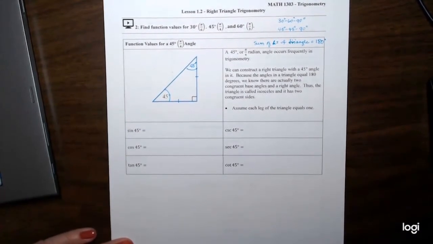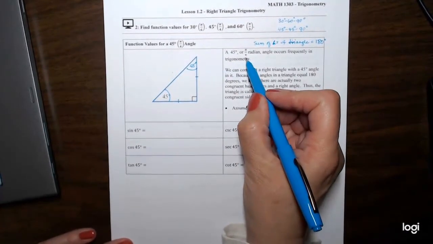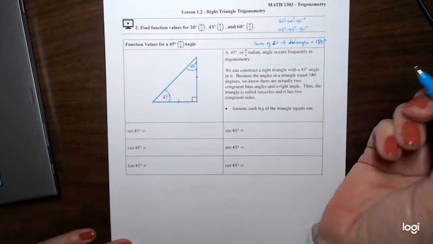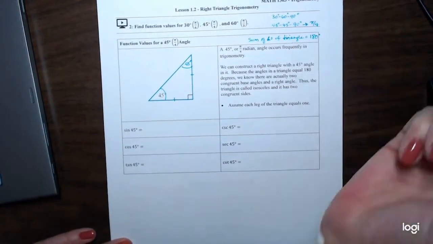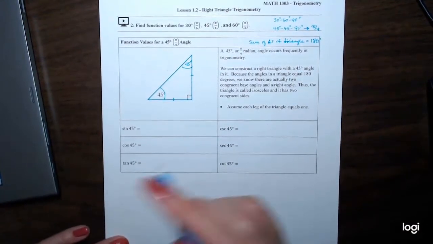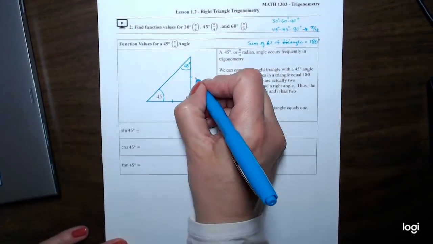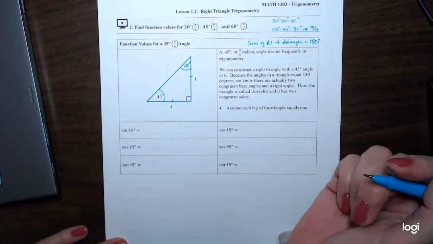Now if you remember back to the last lesson, 45 degrees is also the same thing as pi over 4 radians, right? So this is also pi over 4 radians. So we're going to see that in a minute. So this says, assume each leg of a triangle equals 1. So let's say that these lengths are 1 meter or 1 inch or something, okay?